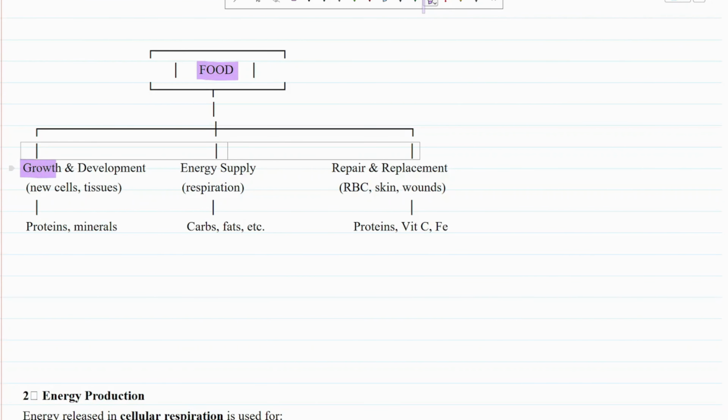So here are the three steps which we are talking about. First, we discussed growth and development. The second point here is energy supply. Food is needed for the supply of continuous energy in the body. And third, repair and replacement of broken, dead, or worn out parts of the body.